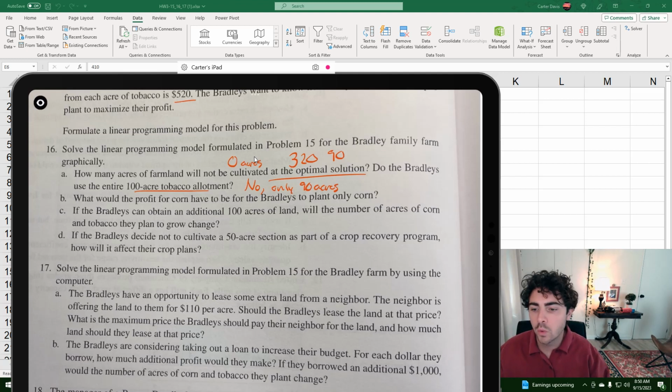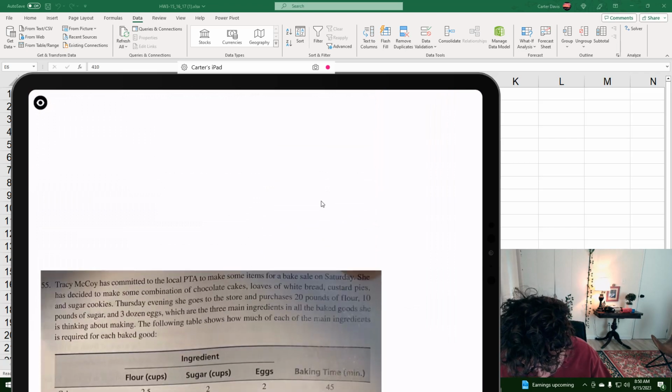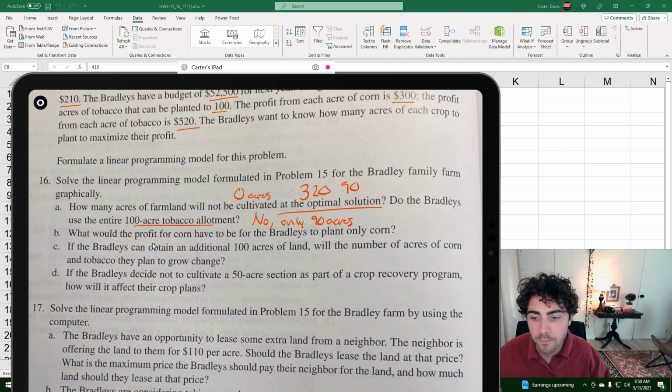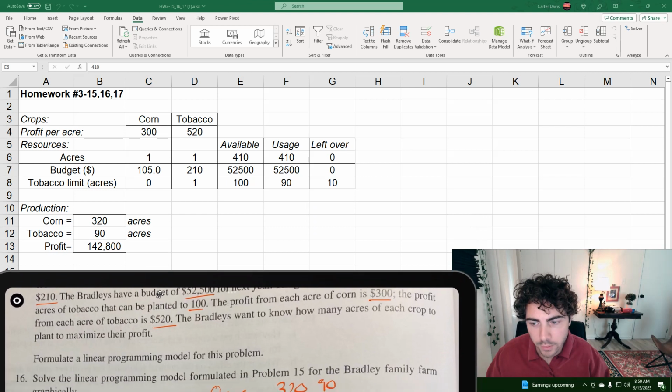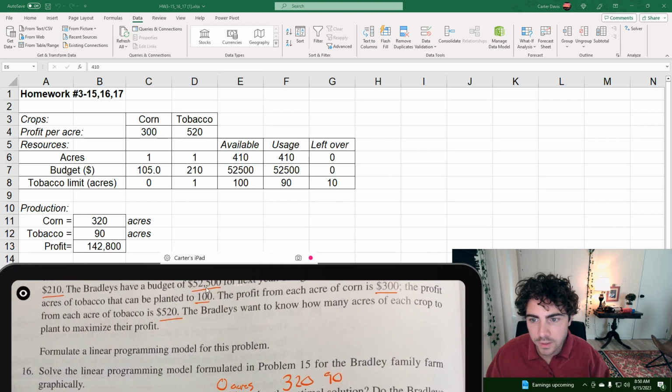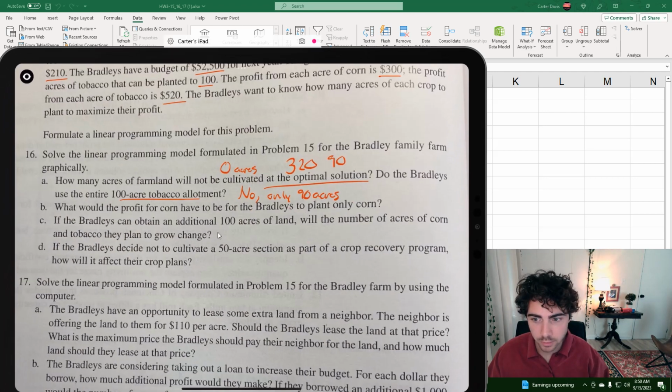Okay, what would the profit for corn have to be for the Bradleys to only plant corn? Now, this question confused me for a while. I wonder if I have the answers pulled up. I forgot to pull up all the answers. Okay, but let's talk about this. So imagine if they were only planting corn. They were not planting tobacco, only planting corn, and they still had 410 acres available. There was something about a -1 slope. Let's see if I can remember this. I might have to skip that one for now. Sorry, I can't remember it and be confident enough on it.